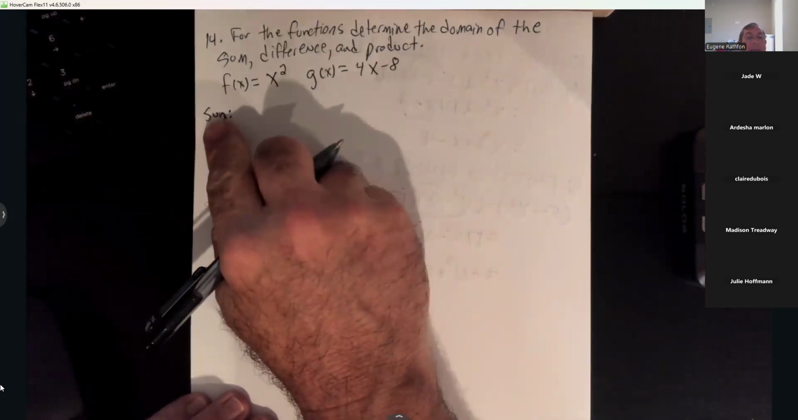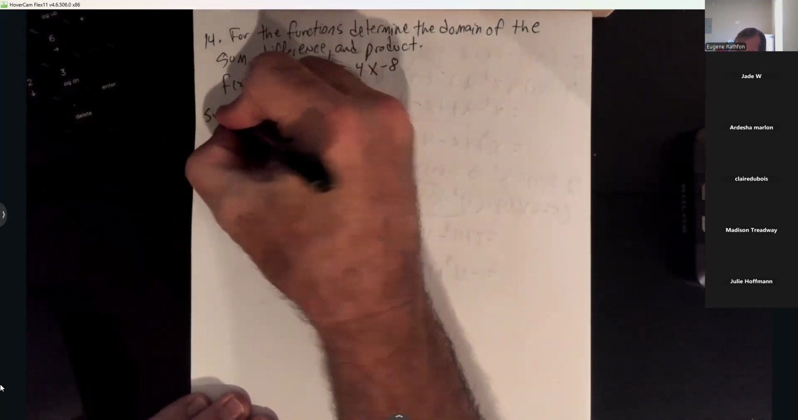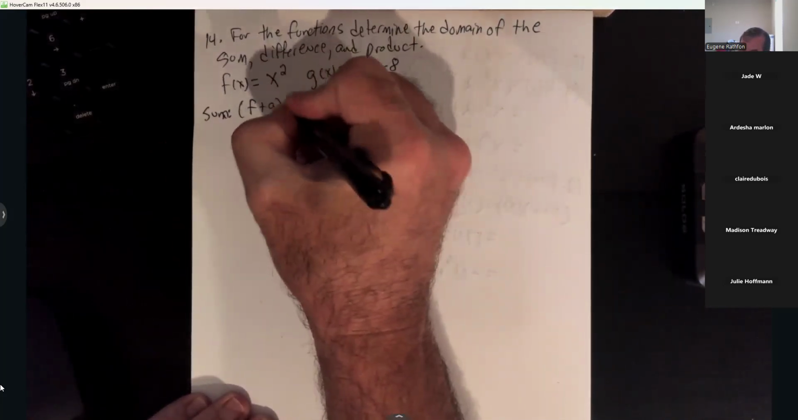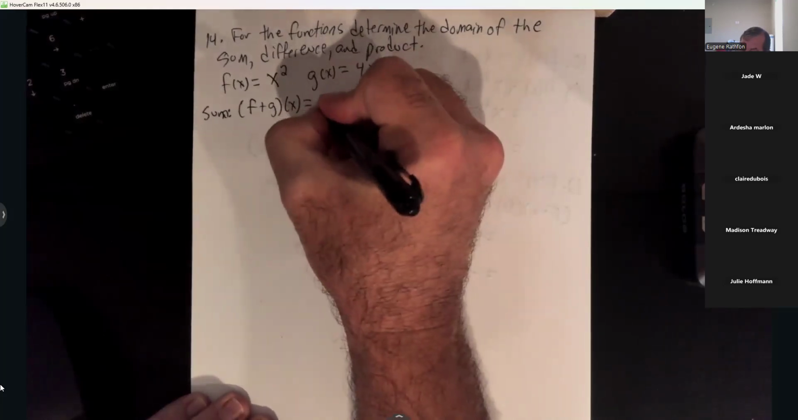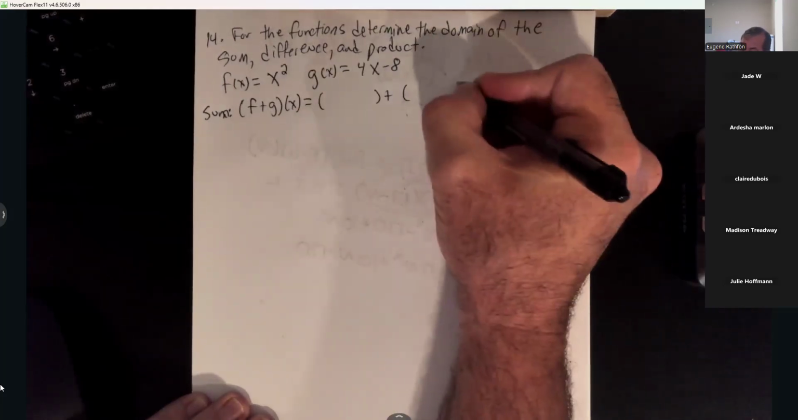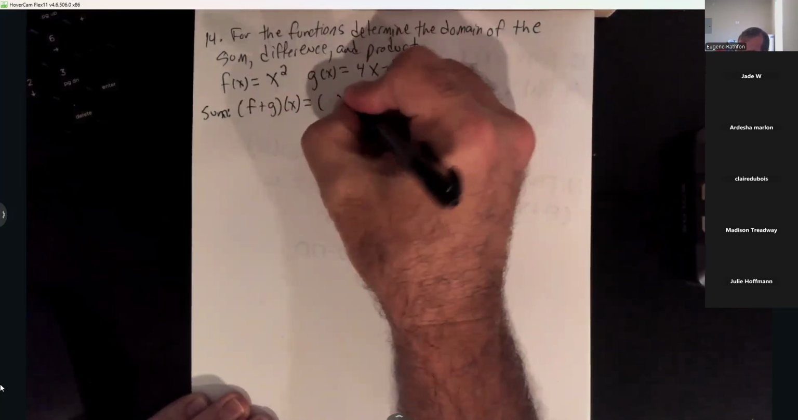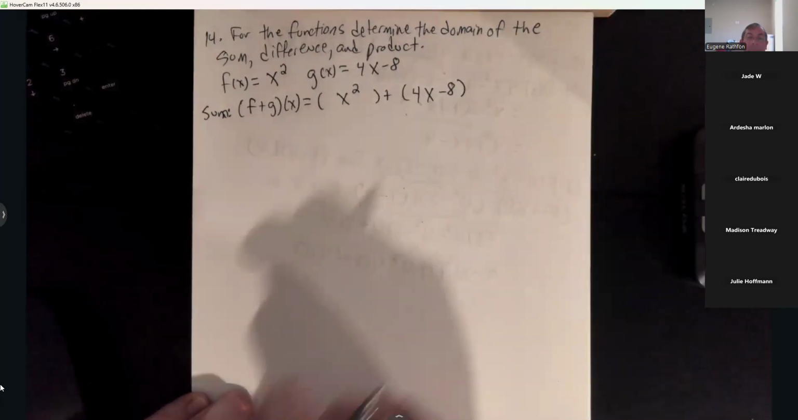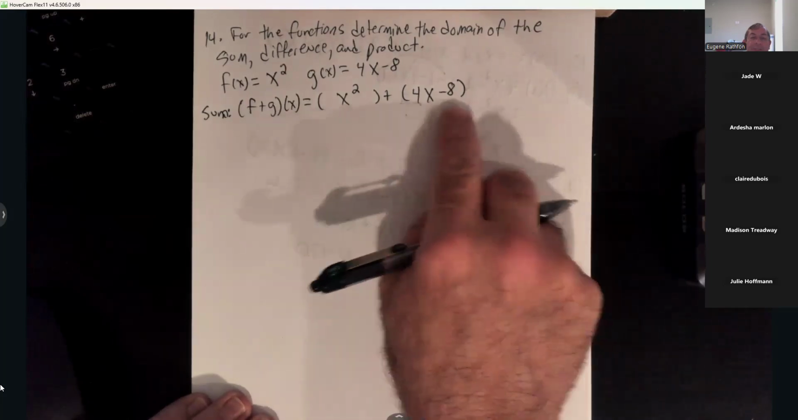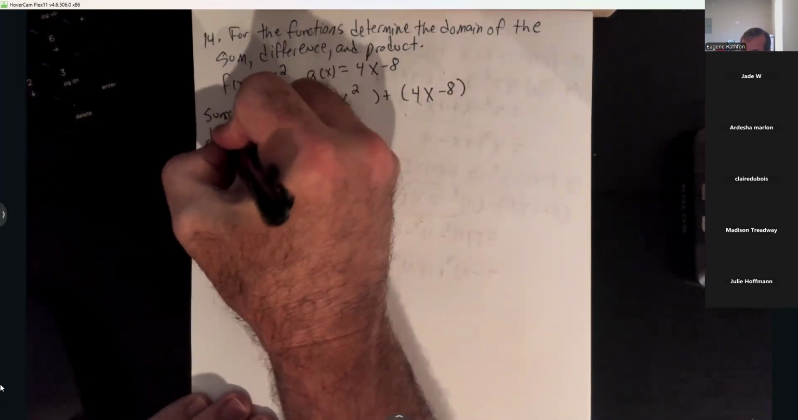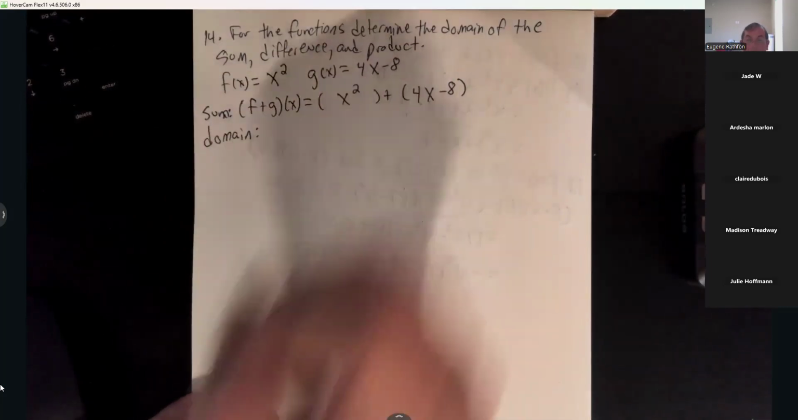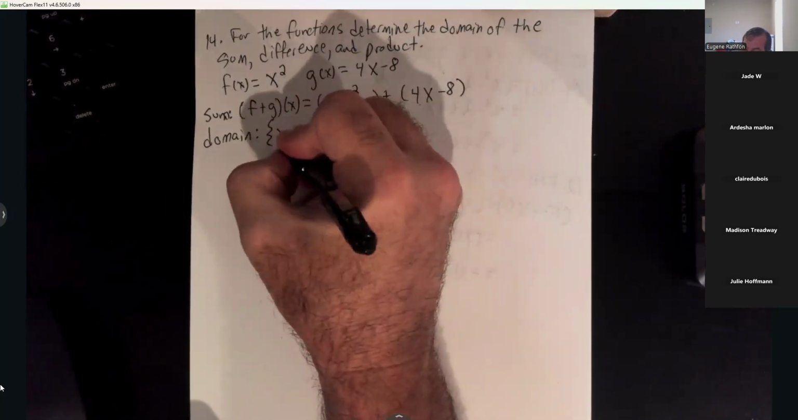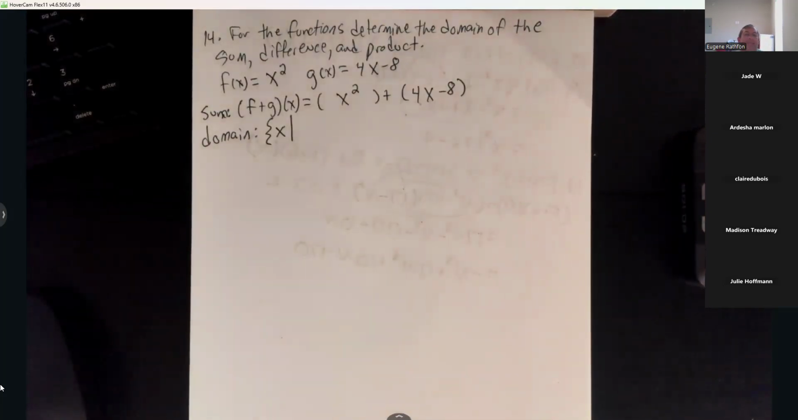So sum means adding, okay? So that'll be like f plus g of x. That's going to equal my f plus my g. So y'all, my f is x squared, and my g is 4x minus 8. So y'all, knowing this is your functions, any guesses on my domain? So it will start like this, x such that.